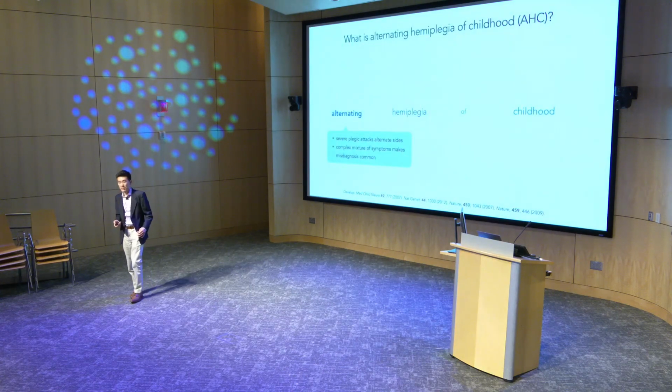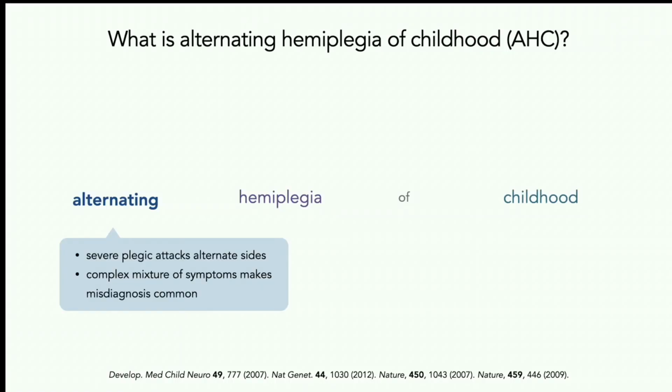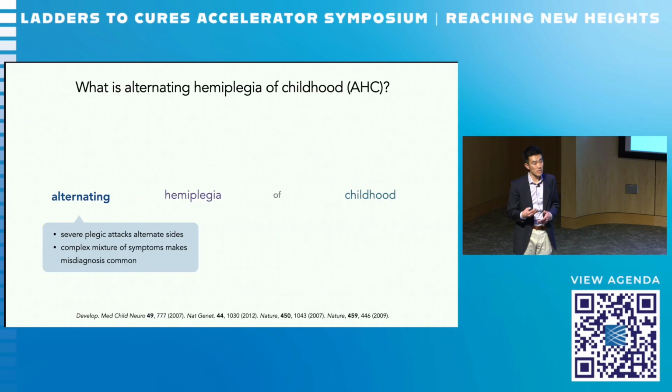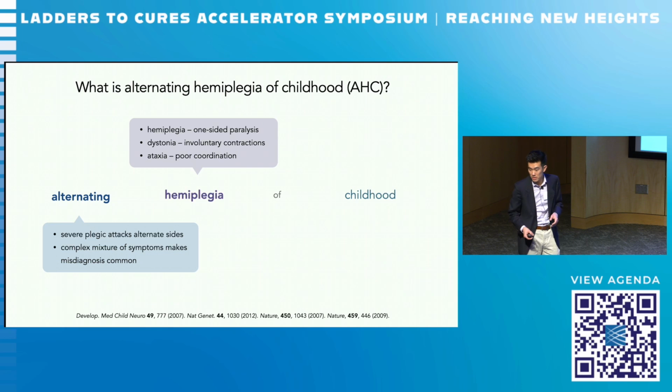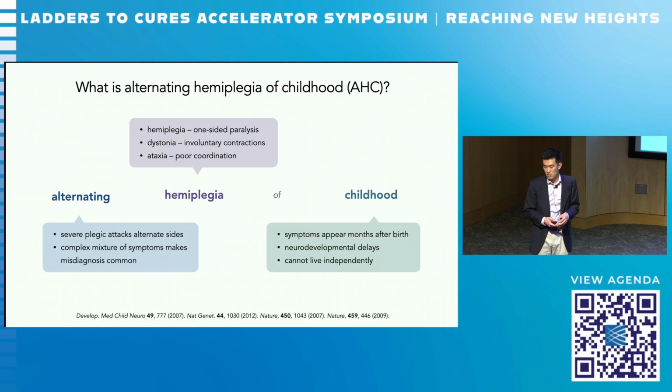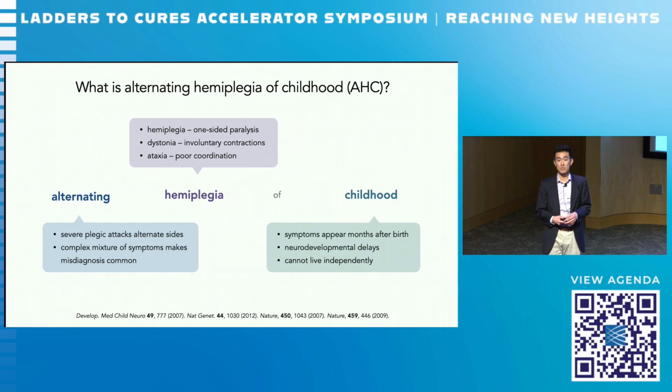Alternating hemiplegia of childhood is a debilitating neurological condition where patients suffer from a number of symptoms, including paralysis, typically on one side of their body. They also have involuntary dystonic contractions, and generally can suffer from poor coordination as well. Symptoms appear within the first few months after birth and can lead to developmental delays, and patients are ultimately, in many cases, unable to live independently.